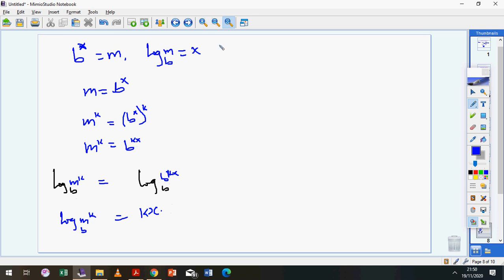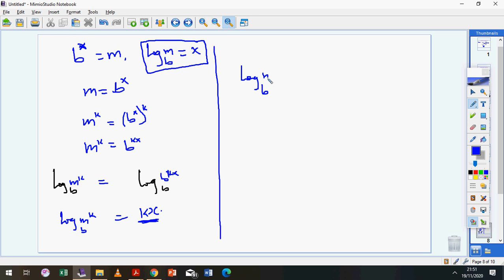So kx is what I have on the right hand side, but remember my x is just the same as logarithm of m to the base b. So I'll substitute for that. I have logarithm base b of m to the k is equal to k times x, but remember x is just logarithm base b of m.